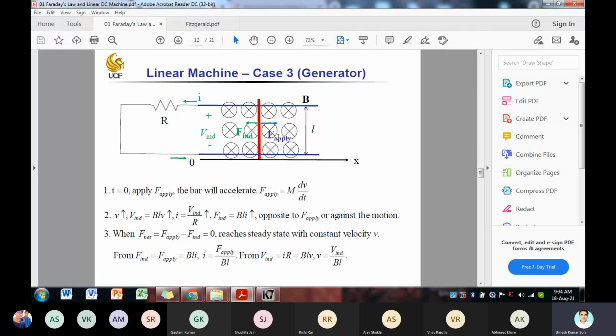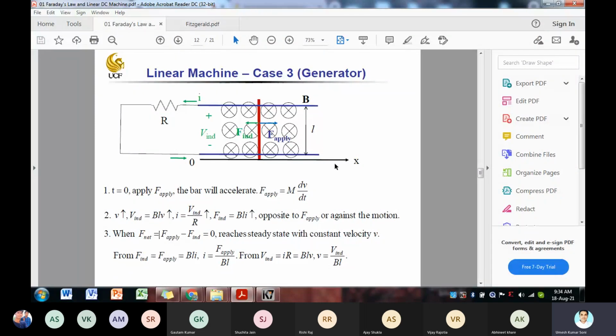So net force on the conductor is equal to F apply minus F induced. Okay, because we are moving from 0 to x direction, we are trying to manually apply the force on the conductor in 0 to x direction, and we are moving in x direction.